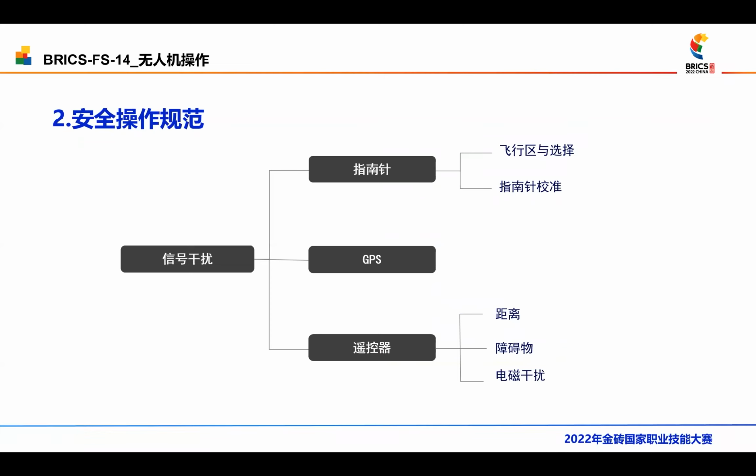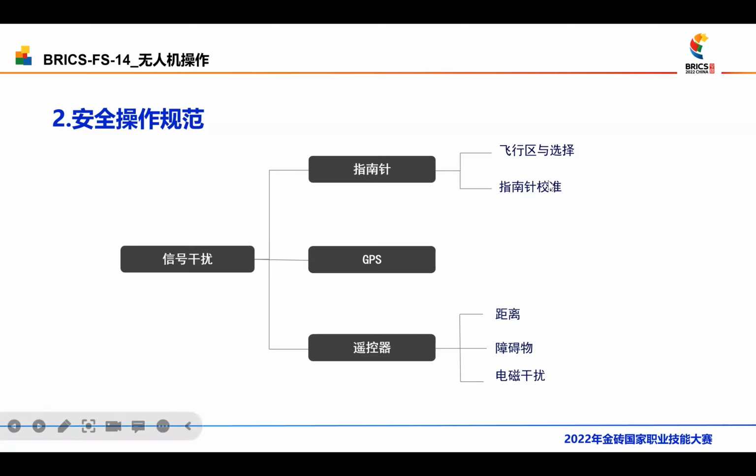We should search for emergency situations. The signal interference is the most influential factor during the flight of the UAV, which may be caused by the compass, GPS, and remote controller. Then we need to select the flight area before flight operation. We should not fly in the forbidden area, restricted flight area, sensitive area, and other areas.